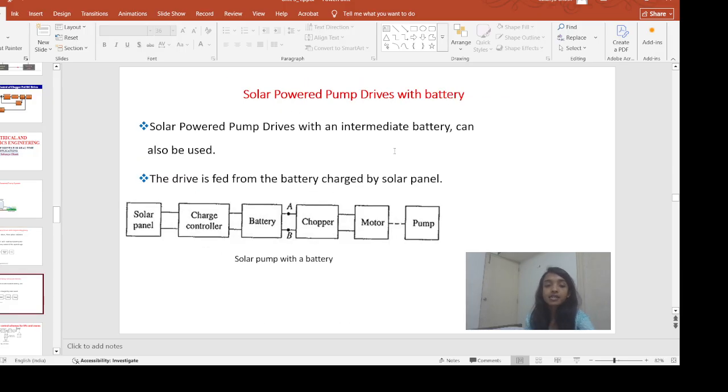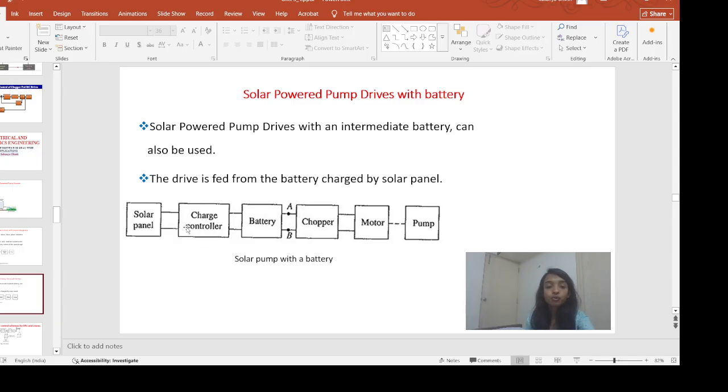Next we will see the solar powered pump drives with battery. So like previous cases, here also we have the solar panel. It will convert the solar energy to the electrical energy, and it will provide the renewable energy to charge the battery and power the system. Then we have the charge controller.